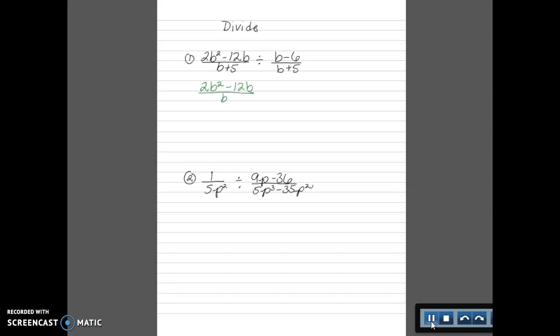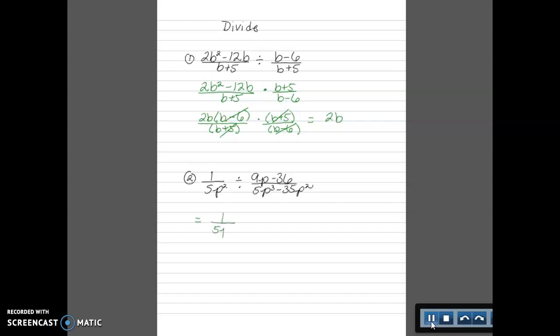Some people like to factor as they're flipping and turning to multiplication. You could maybe do that as you get good, but right now I'm just rewriting it in terms of multiplication, and then I will go ahead and factor. The numerator has a GCF of 2b. That leaves me with b minus 6. The denominator is not factorable, b plus 5. And neither is the other denominator, b minus 6. So I can cancel out the common factors that I have, b minus 6 and b plus 5, and that leaves me with 2b. There's nothing in the denominator except for 1, so I don't have to write that denominator.